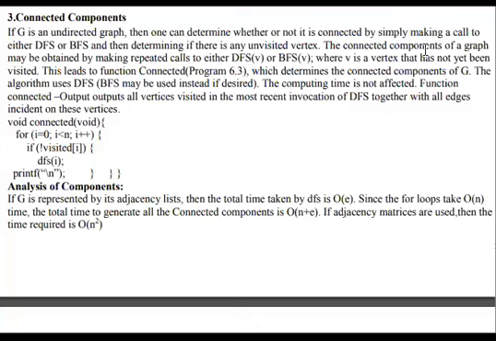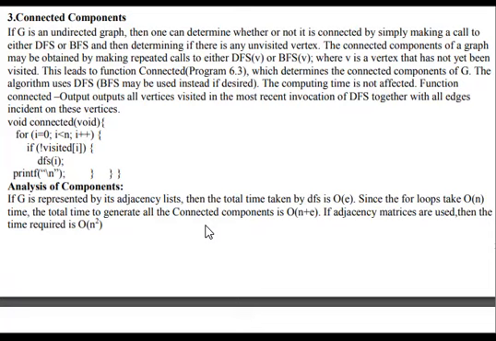Then another topic is connected component. If G is an undirected graph, one can determine whether or not it is connected by simply making a call to either depth first search or breadth first search, to determine if there are any unvisited vertices. The connected components of a graph may be obtained by making repeated calls to either depth first or breadth first search, where v is a vertex that has not yet been visited.